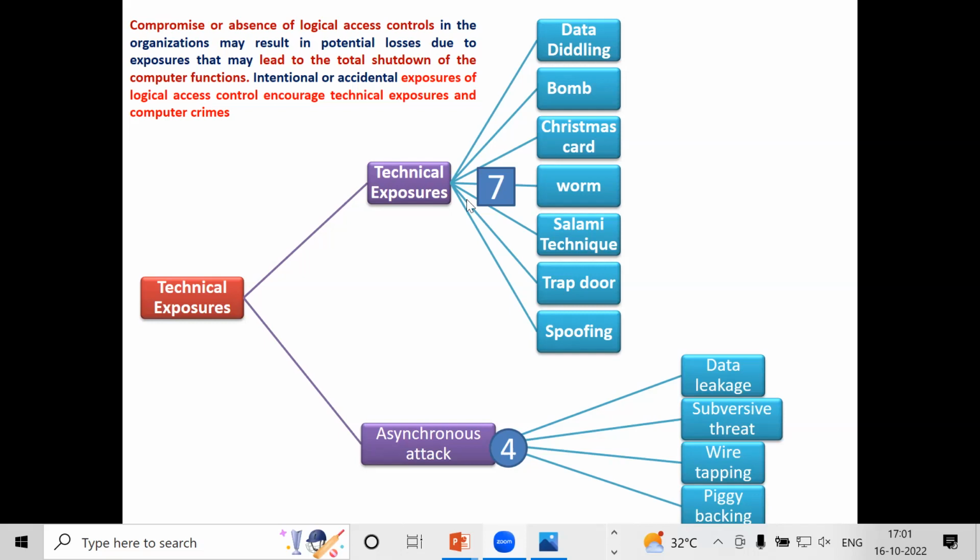Now, technical exposures. In technical exposures, you have data diddling, bomb, Christmas card, worm, salami technique, trapdoor, spoofing. I will briefly explain this.